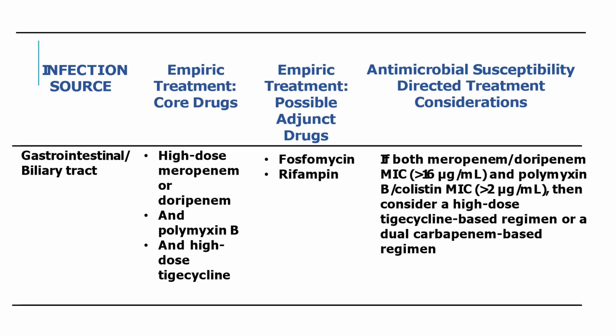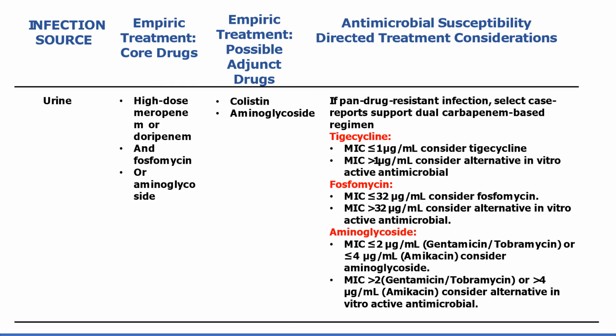If the source of infection is the GI tract, then empirical therapy will include high-dose meropenem or doripenem, polymyxin B, and high-dose tigecycline. The adjunct drugs will be fosfomycin or rifampicin. If both meropenem or doripenem MIC is more than 16 and polymyxin or colistin MIC is more than 2, then consider a high-dose tigecycline based regimen or a dual carbapenem based regimen. If the source of infection is urine, then empirical therapy should be high-dose meropenem or doripenem and fosfomycin or aminoglycoside. Adjunct will be colistin or aminoglycoside.